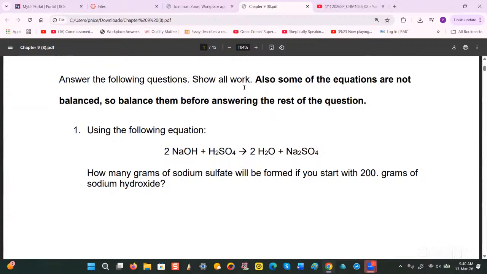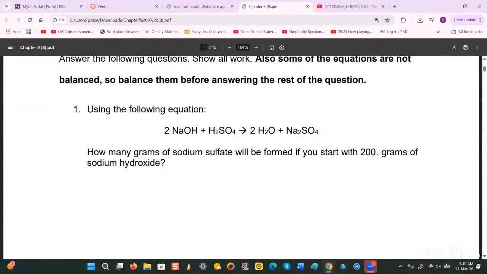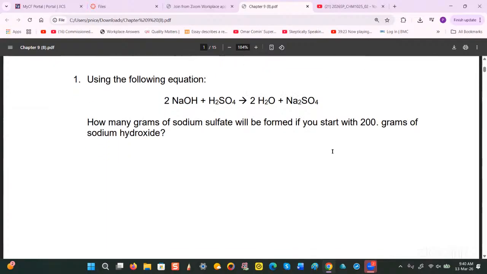So in this particular case, the equation is balanced, right? So we don't need to balance it. And the question is asking how many grams of sodium sulfate will be formed if you start off with 200 grams of sodium hydroxide, right? So basically, you're given 200 grams of sodium hydroxide, and the question is how many grams of sodium sulfate you're going to end up with.